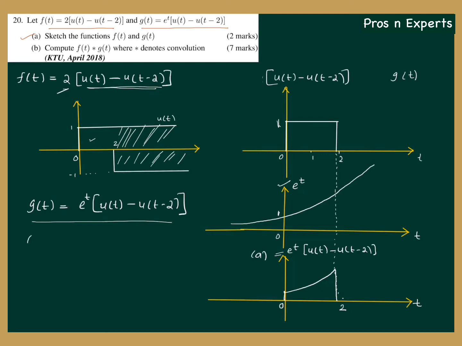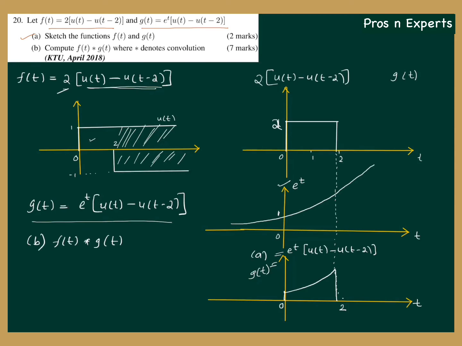Now question number B. Question B asks you to compute f of t star g of t, where star denotes convolution. So we have to convolve the signal f of t, which was 2 times u of t minus u of t minus 2, and g of t. This is g of t, this signal. Okay, let us do that.